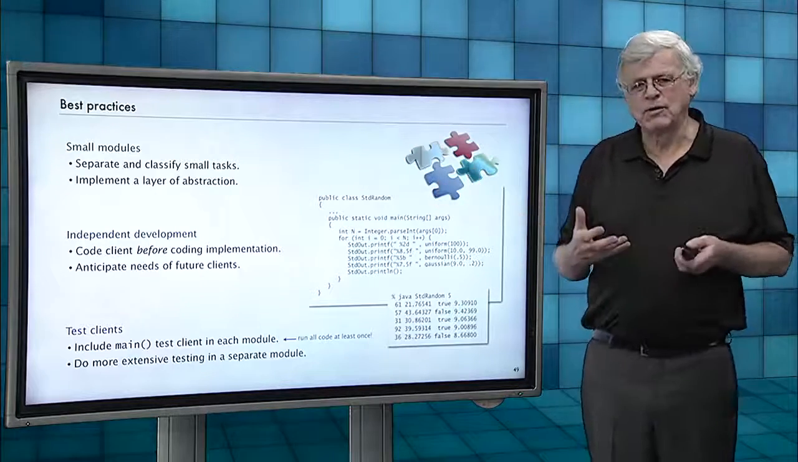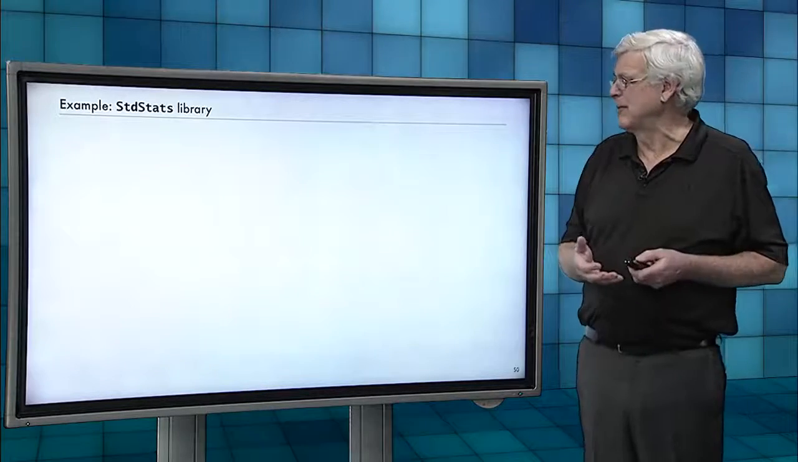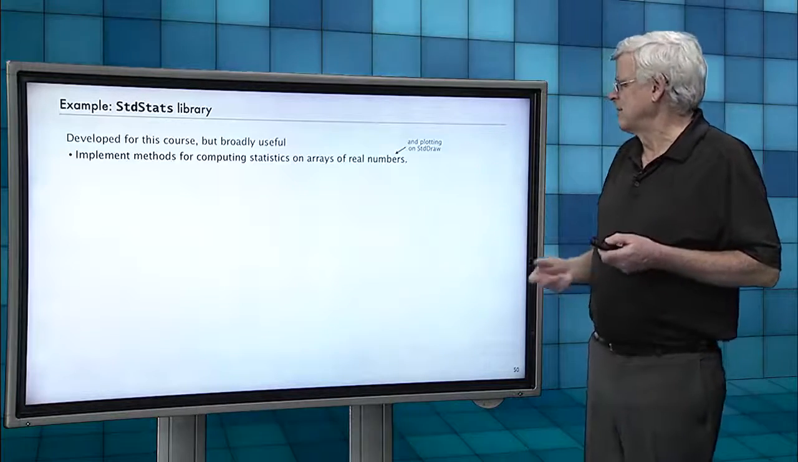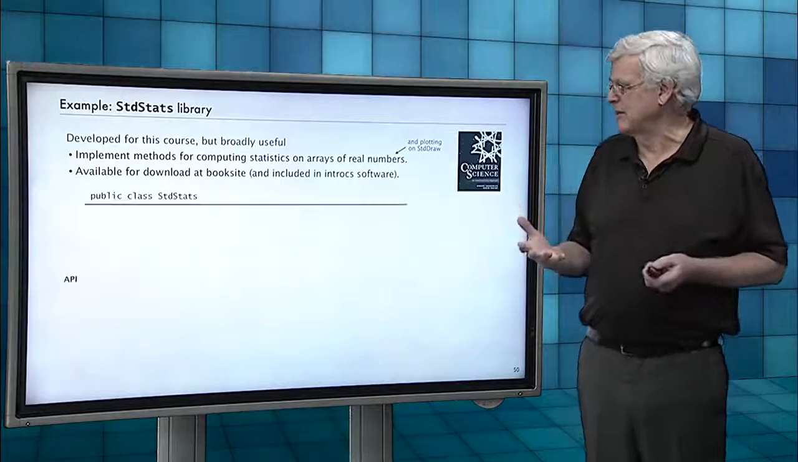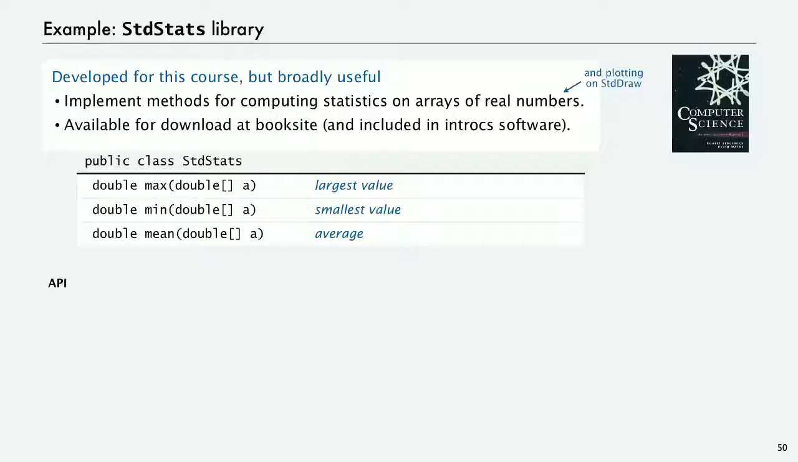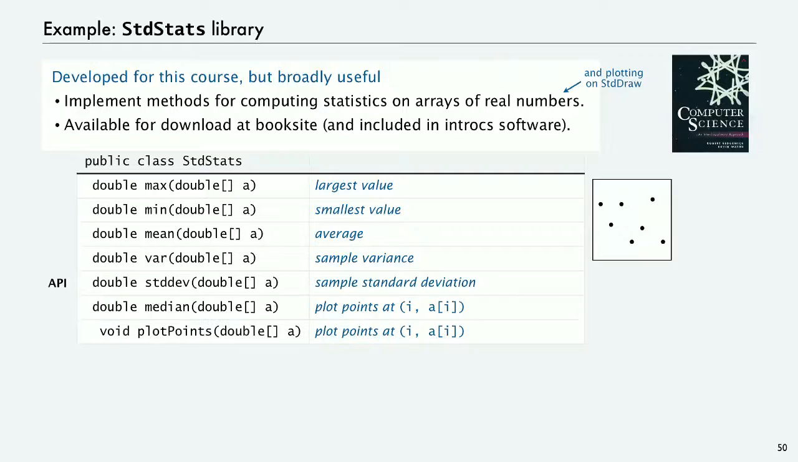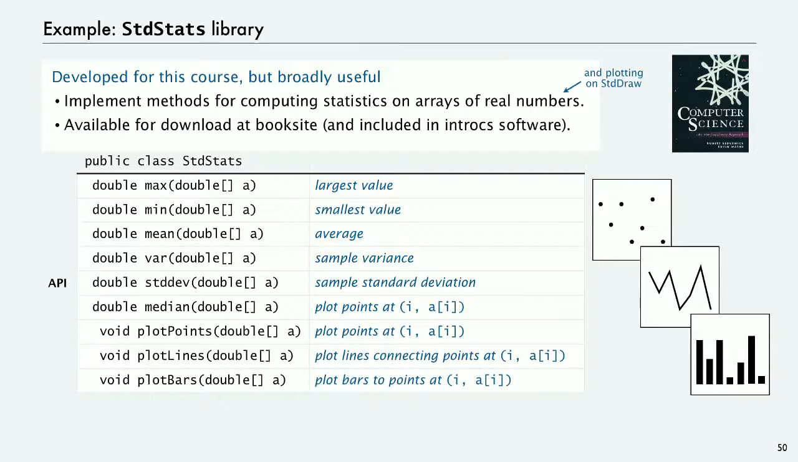We'll talk more about this kind of design activity as the course moves on, as we build bigger and bigger programs. Here's another example, statistics on arrays of real numbers. We're doing data analysis all the time. And again, you want to find the max, the minimum, the average, the sample standard deviation, the median, all of those statistics of any given array of doubles. And maybe you want to plot them too. So you can plot points, you can plot lines, plot bars.